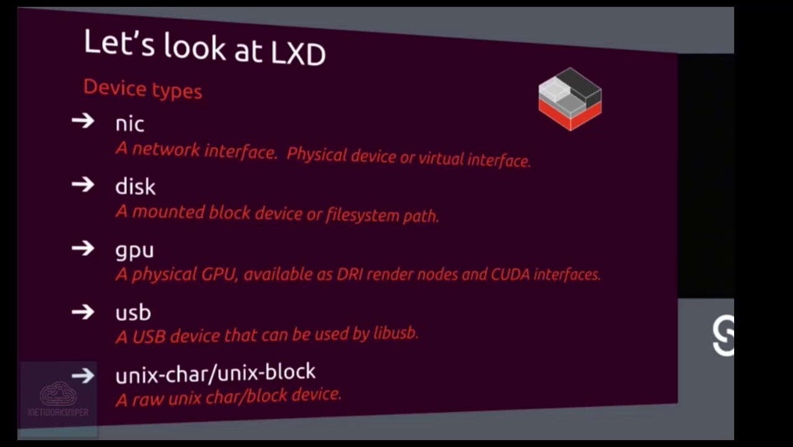And for low-level use cases, we also support passing just any Unix character device or Unix block device that you might think of. One use case there is that I usually run my virtual machine hosts inside LXD containers, so I install libvirt inside an LXD container, and then I pass /dev/kvm from the host into the container.